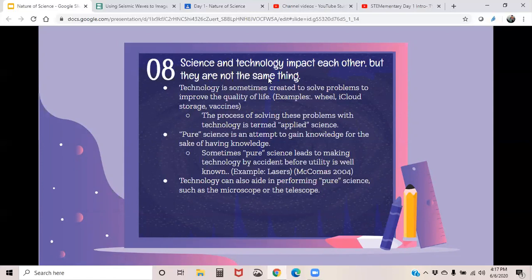Okay, and then technology can also aid in performing pure science. For example, microscopes and telescopes all help us bend light rays and manipulate rays of light so that we can make better observations, which is a science process skill, right? That's an act of acquiring knowledge using that technology. And so sometimes we will create technology to do science, but not always.